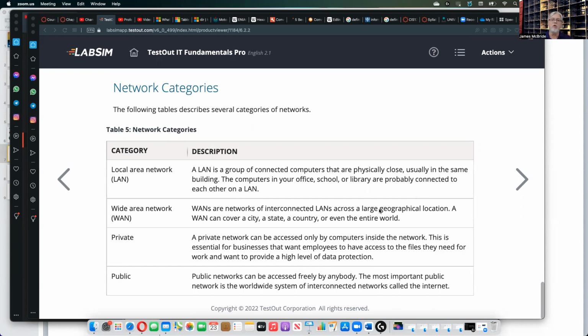So they're general terms, and really what you need to understand is that a LAN is a group of connected computers that are physically close, usually in the same building, not always, but usually. And then the term WAN is used for a larger geographical location, and usually covers a city or a large campus, or it can even cover the country or the entire world. So that's pretty big, that's pretty general.